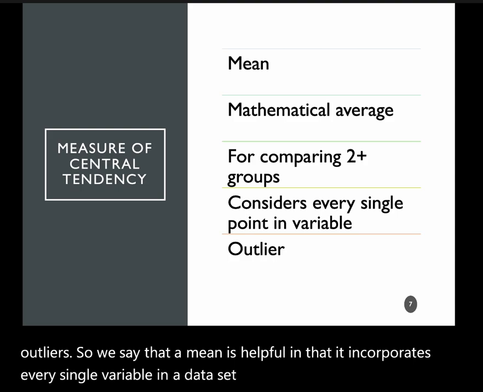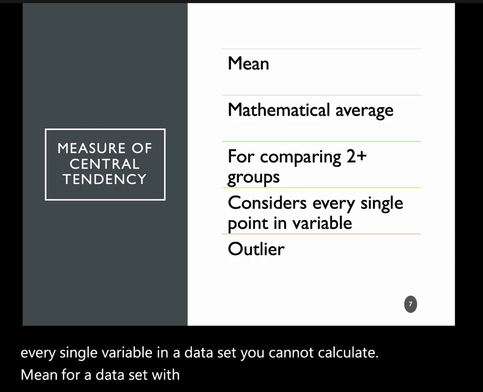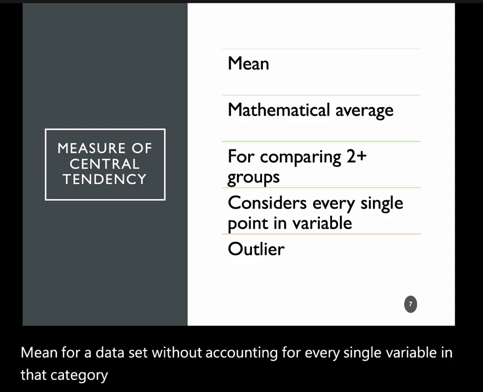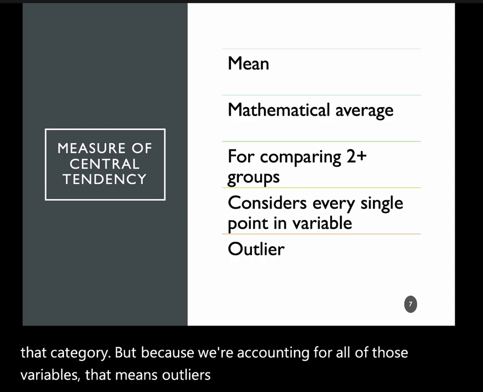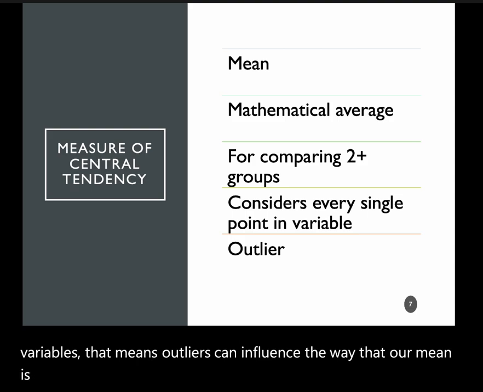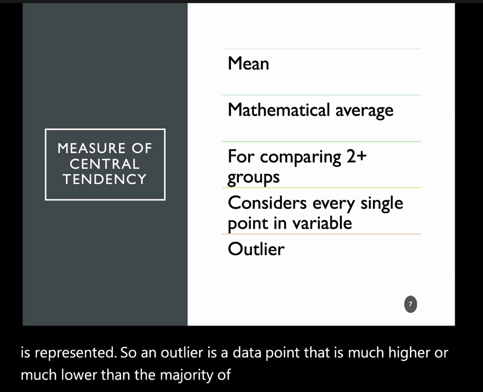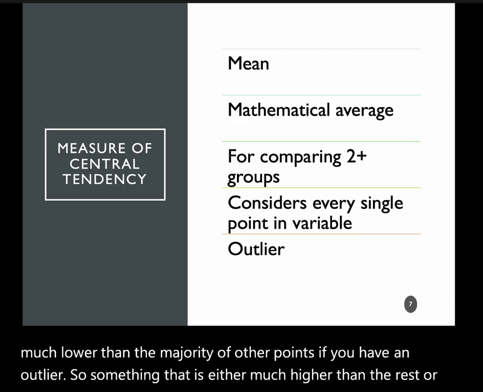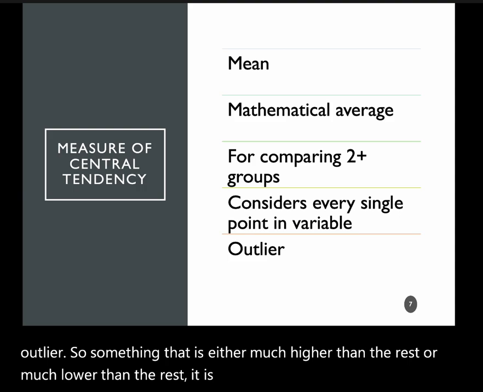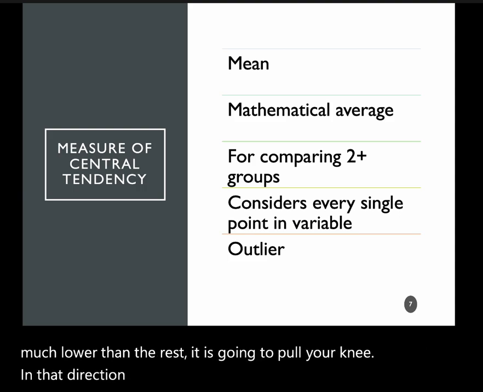You cannot calculate a mean for a data set without accounting for every single variable in that category. But because we're accounting for all of those variables, that means outliers can influence the way that our mean is represented. So an outlier is a data point that is much higher or much lower than the majority of other points. If you have an outlier, so something that is either much higher than the rest or much lower than the rest, it is going to pull your mean in that direction. So an outlier is almost like a magnet that pulls the mean towards it.